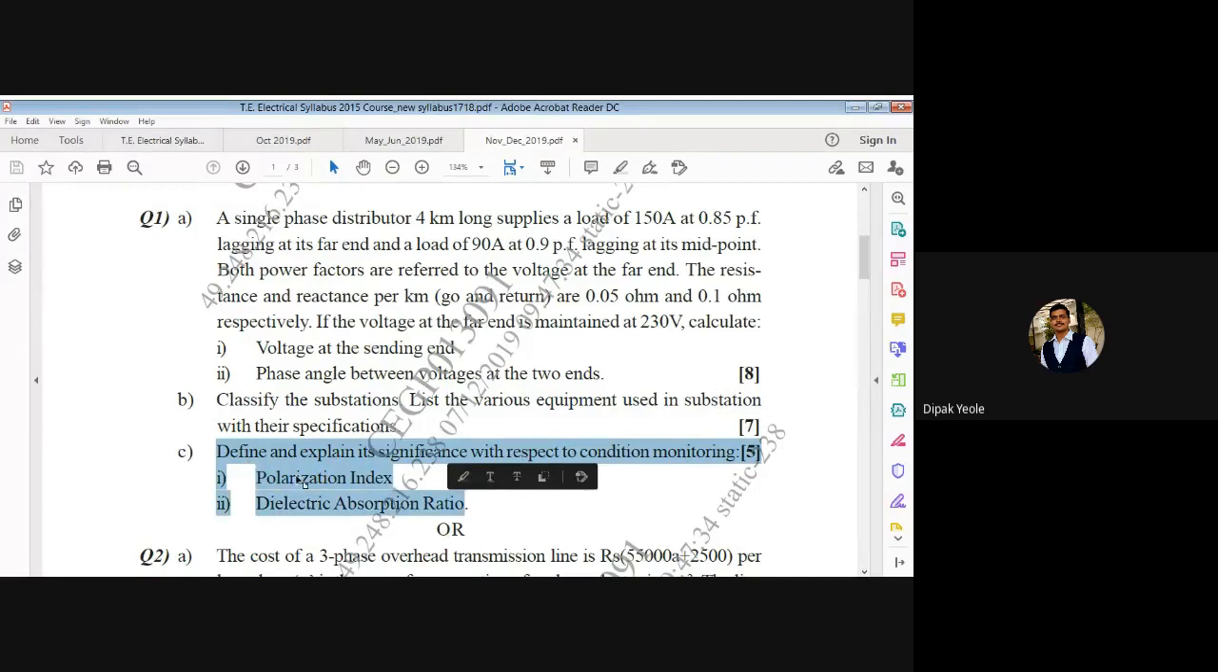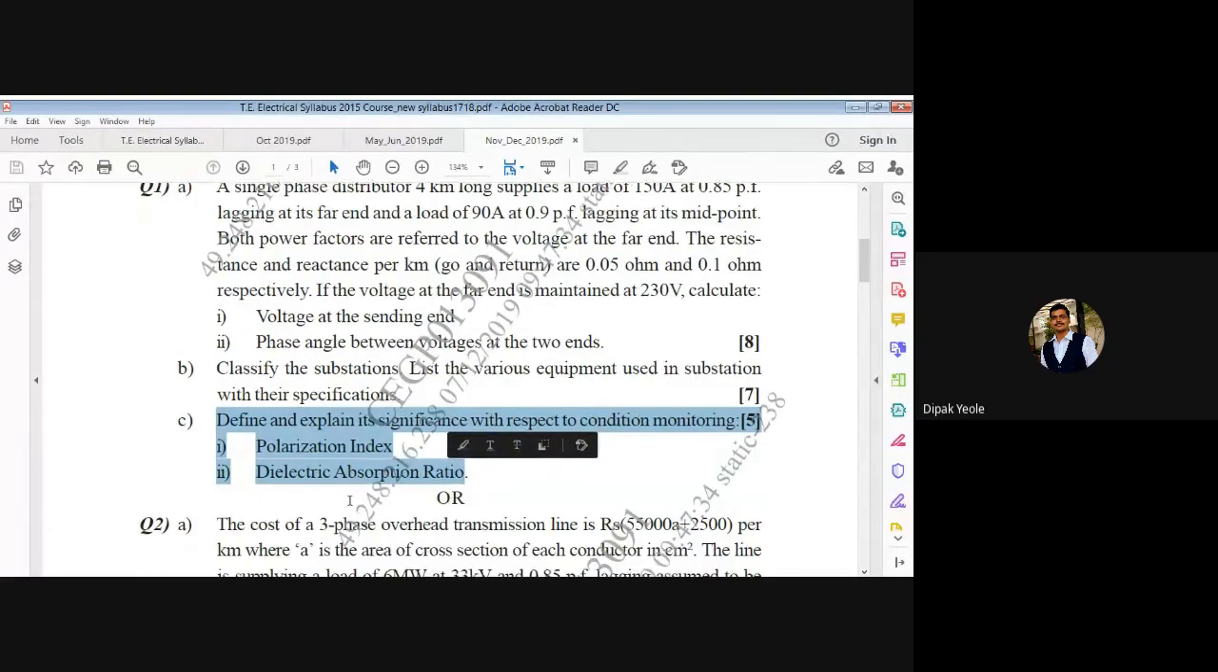So they have asked: define and explain its significance with respect to condition monitoring. This is from unit number 3. We will revise this concept in detail also.